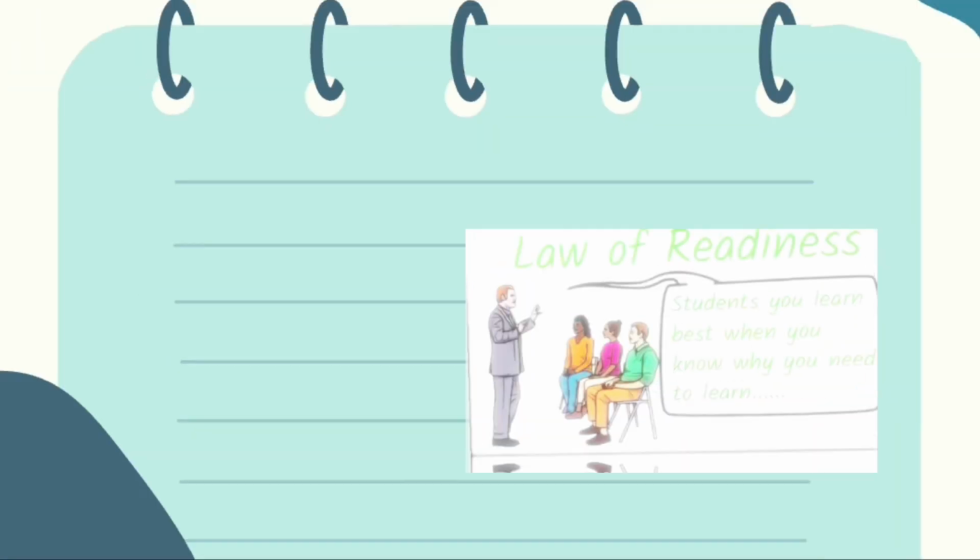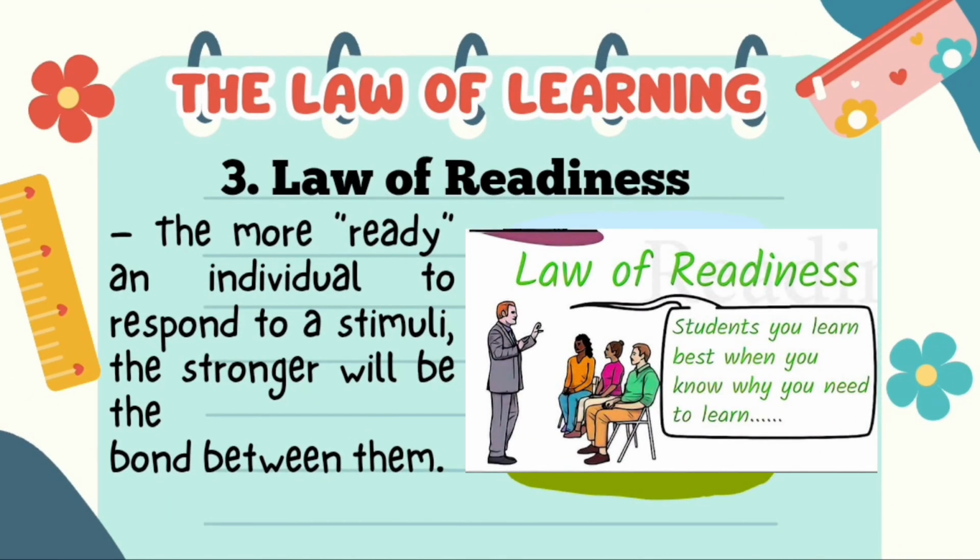Next is the law of readiness. This law means that learning happens best when a person is mentally, emotionally, and physically ready to learn. When a learner is prepared and willing to respond to a stimulus or lesson, learning becomes stronger and more effective.